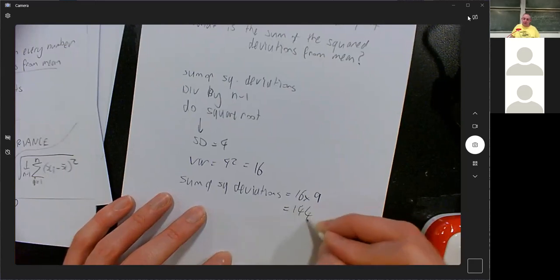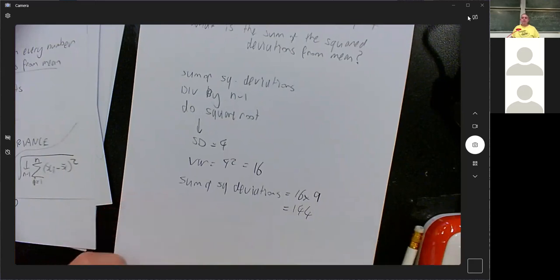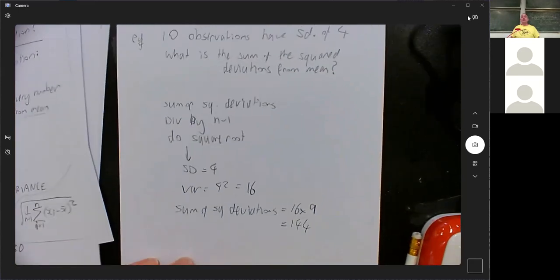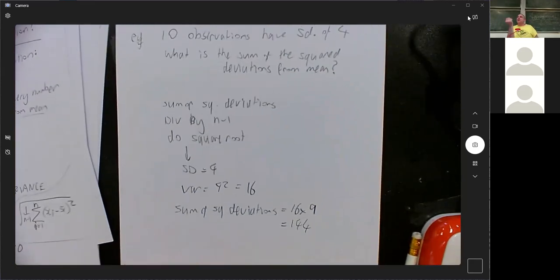144, apparently. Cool. I find that question really interesting because, as I said, your lecturers are lovers of "here's some information, how do you figure out the other information?" They want you to know the process of finding a standard deviation so well that you can do it backwards.